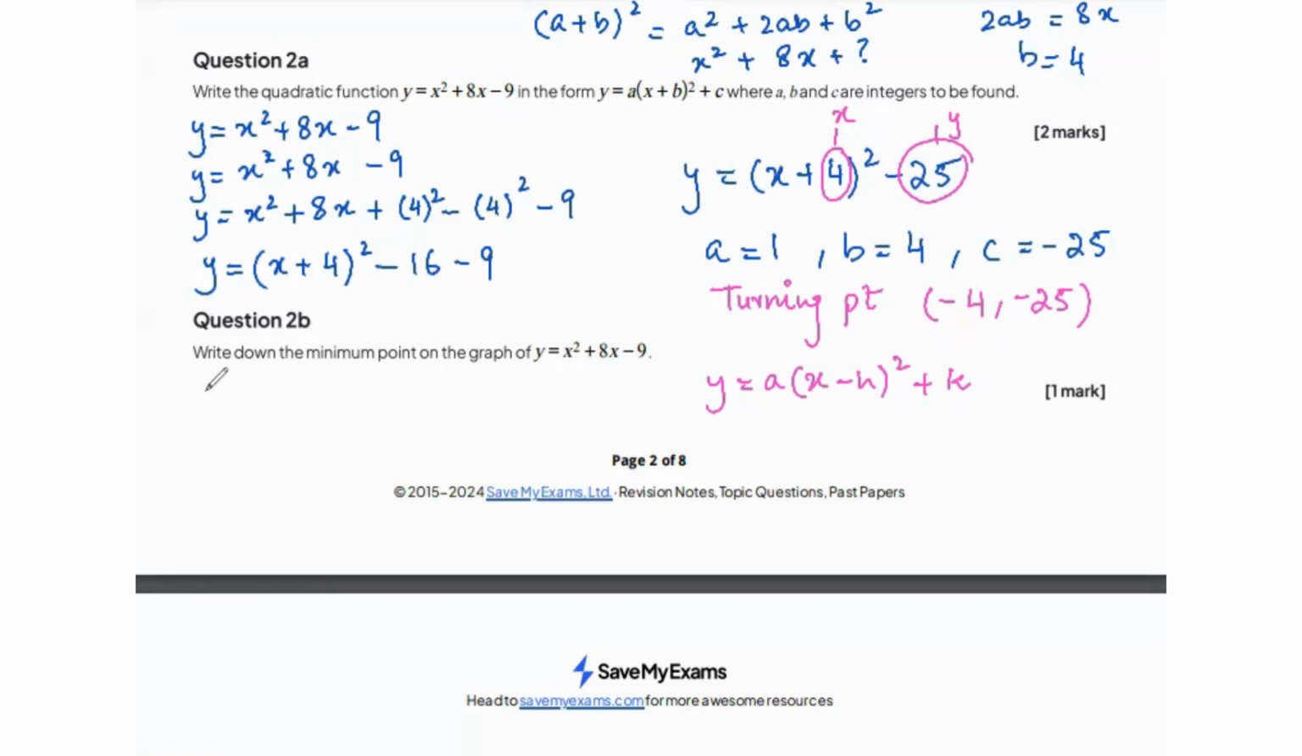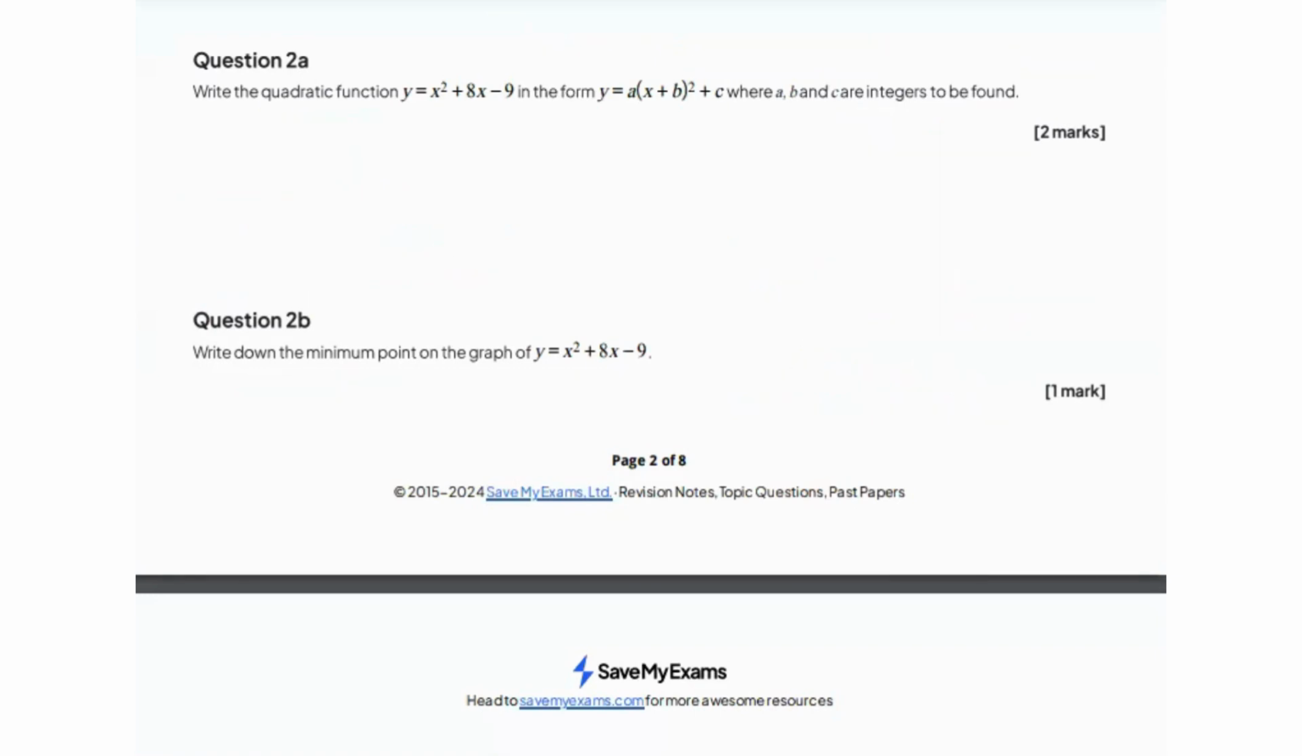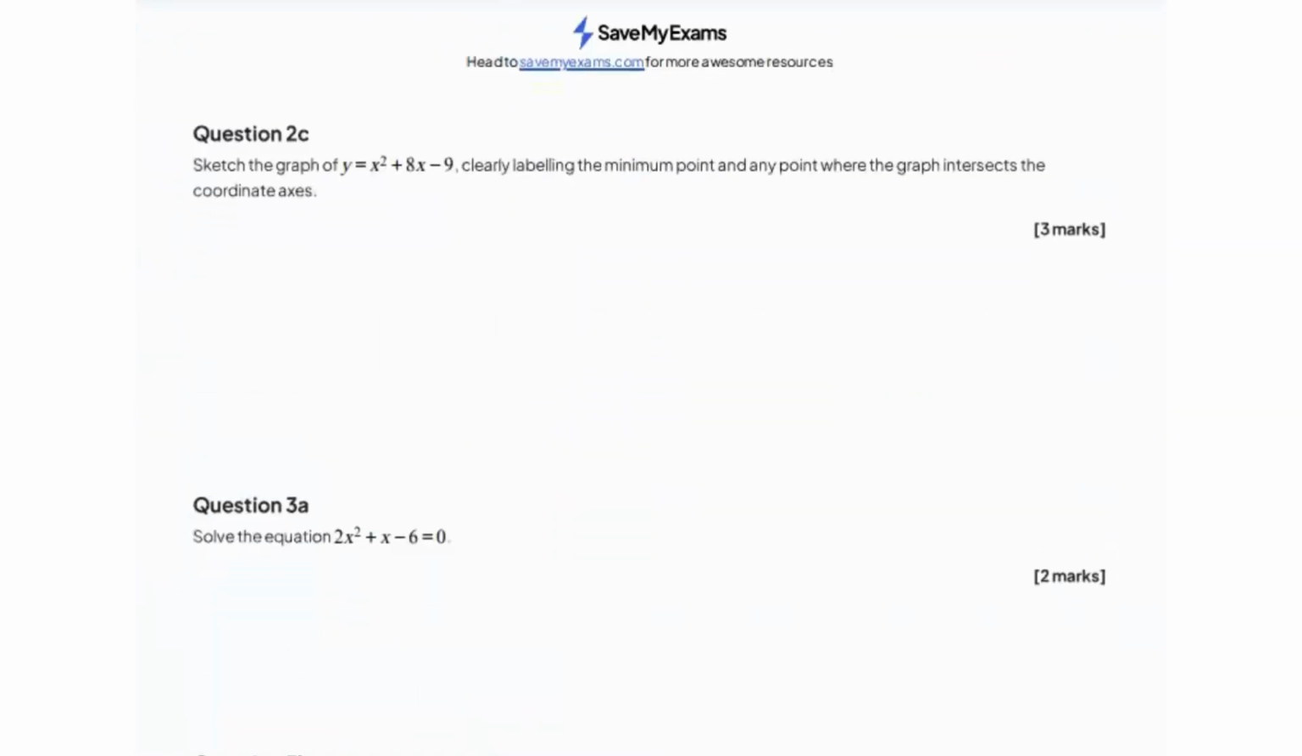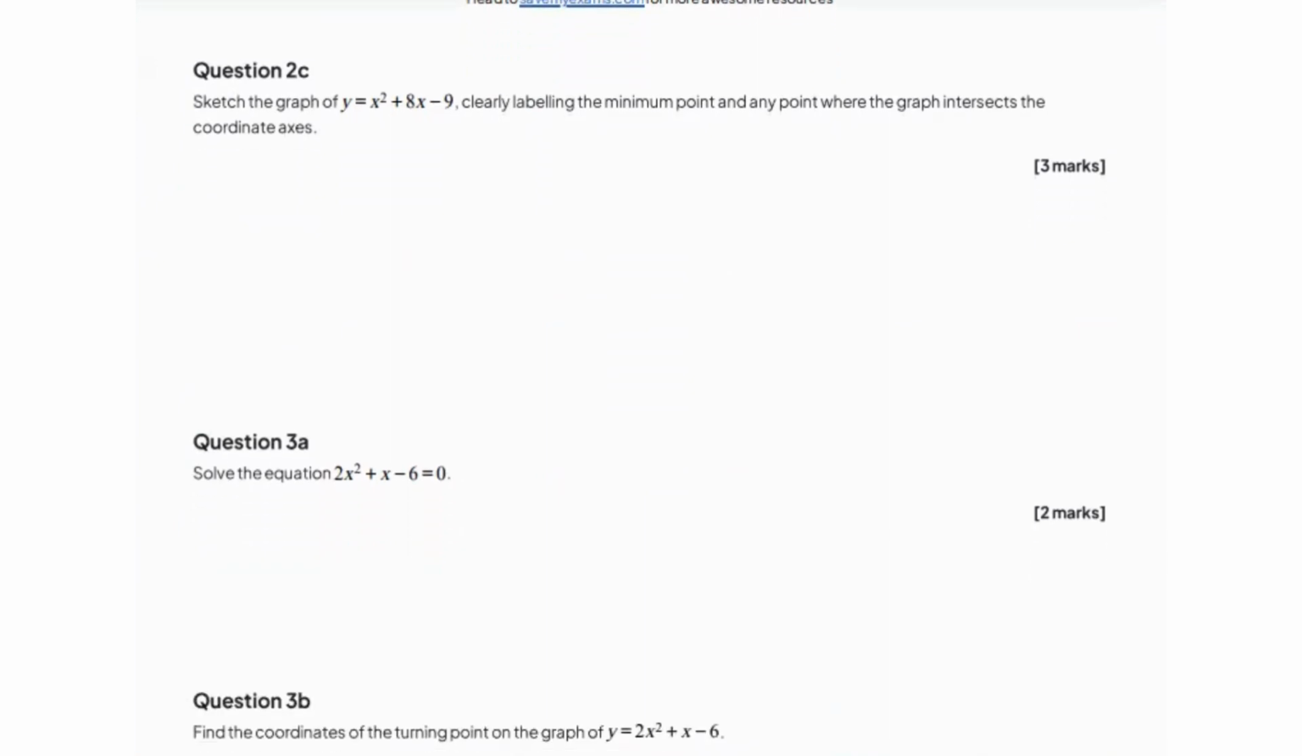Then in the second part, they were asking us to find the minimum point. So the minimum point is negative 4, negative 25, which we have already mentioned. Then the third part is to sketch. So negative 4, negative 25 is what we already have. We do not have the coordinate axis. So for that, we would put x equals 0, we would put y equals 0. We would find the points and then you would sketch it just the way we did in the first question.